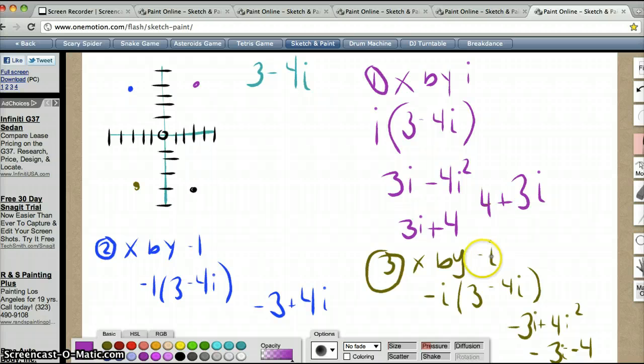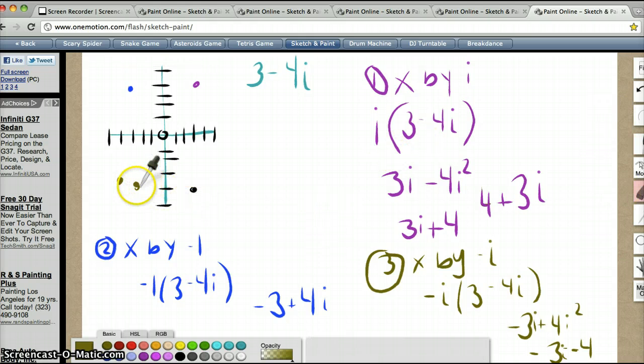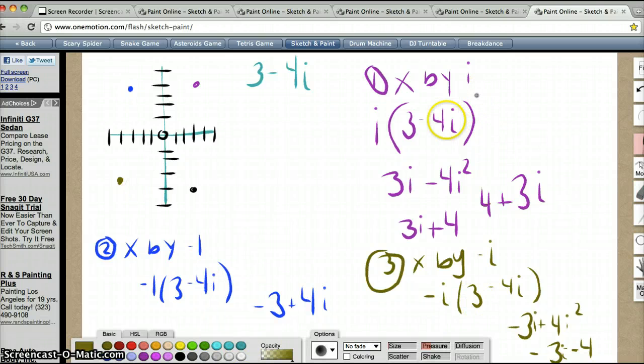What happens when we multiply by a negative i? So negative i times 3 becomes a negative 3i, and a negative i times a negative 4i becomes a positive 4i squared. That i squared becomes a negative 1, so it becomes a negative 4 minus 3i. So it actually should be over here, negative 4 minus 3. And so from your original point, it actually rotates 270 degrees. So you need to know what happens when you multiply by i, what happens to the original points when you multiply by a negative 1, and what happens to your original points when you multiply by a negative i.